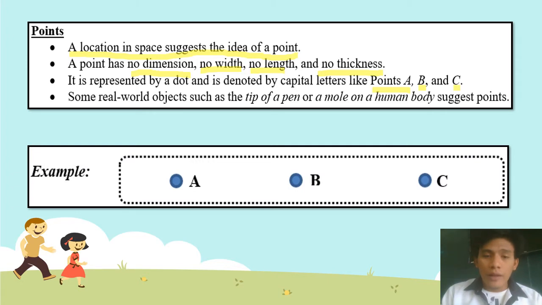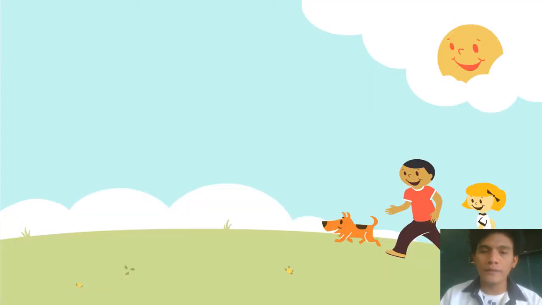Example, this is point A, and this is point B, and point C found in a plane. That's an example of a point.